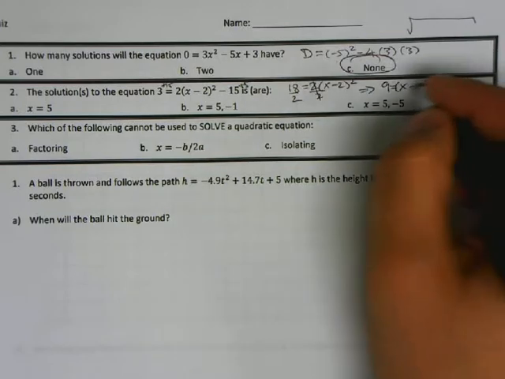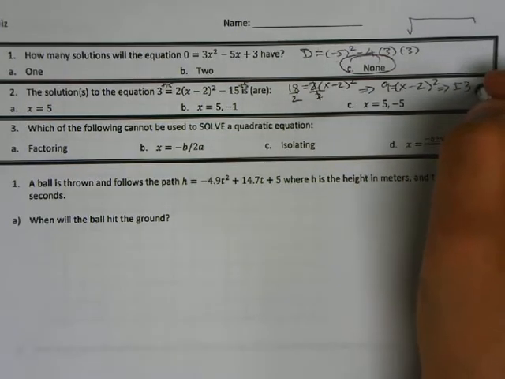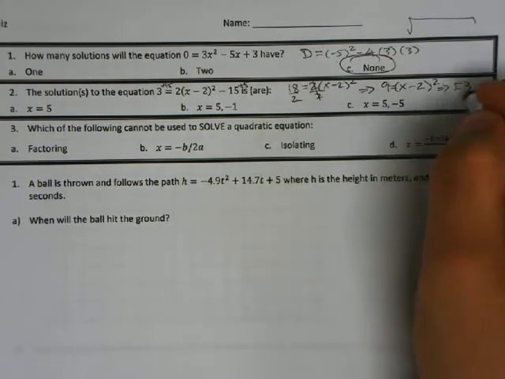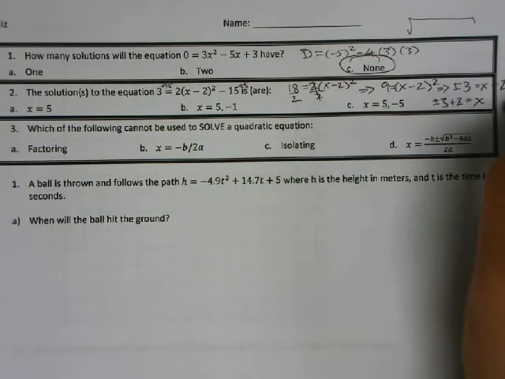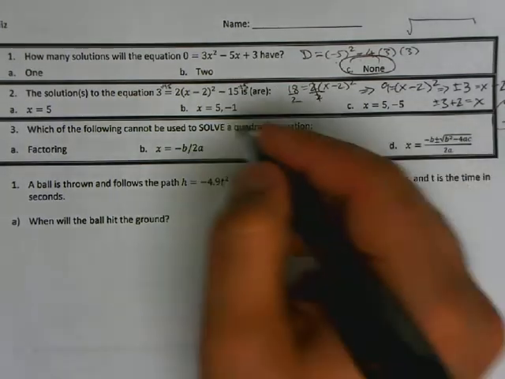And then I square root both sides, and that gives me plus or minus 3 is equal to x minus 2. Well, that means plus or minus 3 plus 2 is x, which means x could be 3 plus 2, which is 5, or x could be negative 3 plus 2, which is negative 1. So 5 and negative 1.